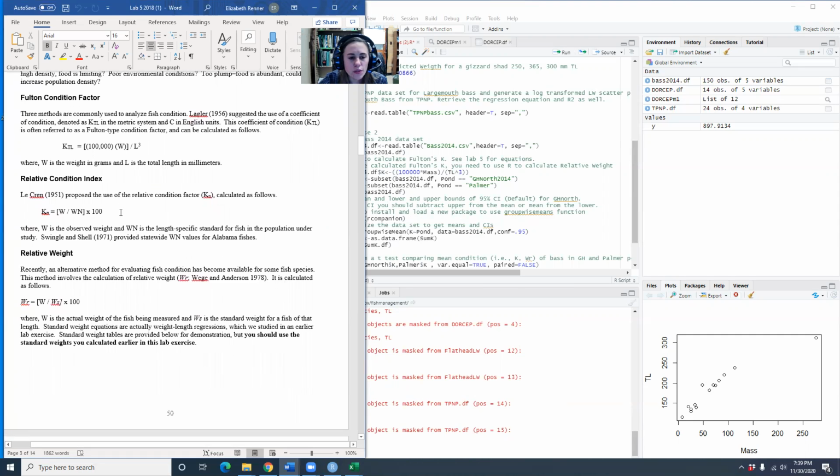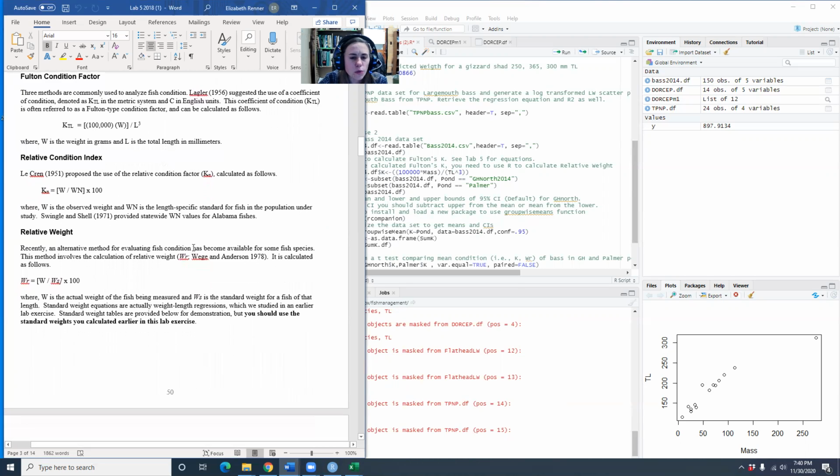Okay. Next up, we're going to do a relative condition index. Le Cren proposed the use of relative condition factor Kn calculated as follows. So Kn equals W divided by Wn times 100, where W is the observed weight and Wn is the length-specific standard for a fish in the population under study. And so, for example, this study by Swingle and Shell provided statewide Wn values for Alabama fishes. So those are often things that you go to a textbook or a paper with a table and you look up for a particular species what those length-specific standards are.